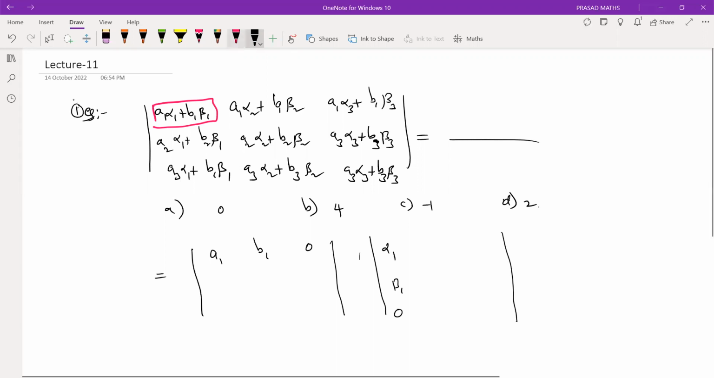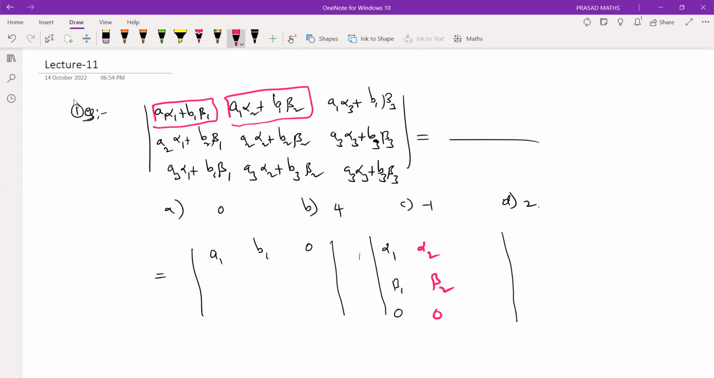Okay, next, what is the next element? a1 alpha 2 plus b1 beta 2, a1 alpha 2, b1 beta 2, this is 0. Next, what is the third element? This is alpha 3, beta 3, 0. Okay, first row elements are fixed. Now look at the second row elements.